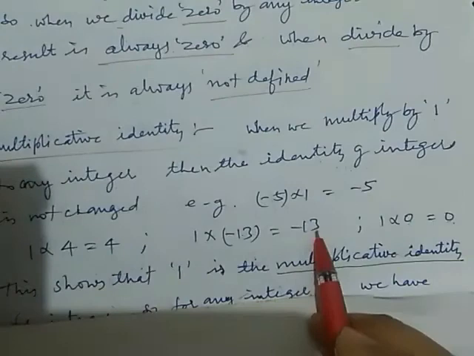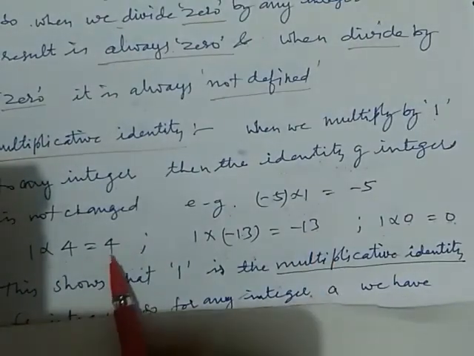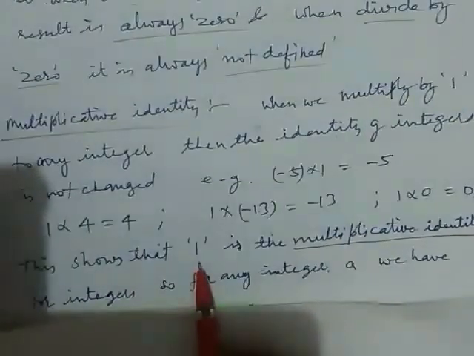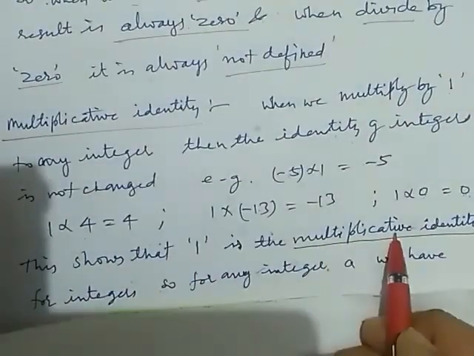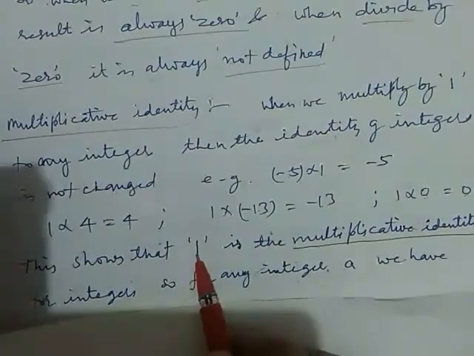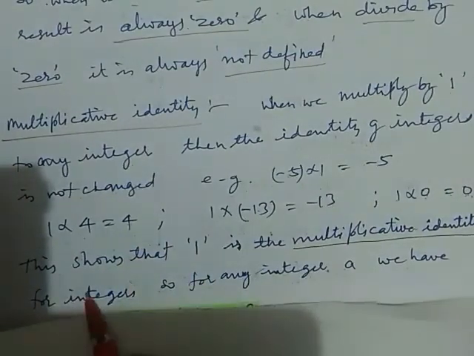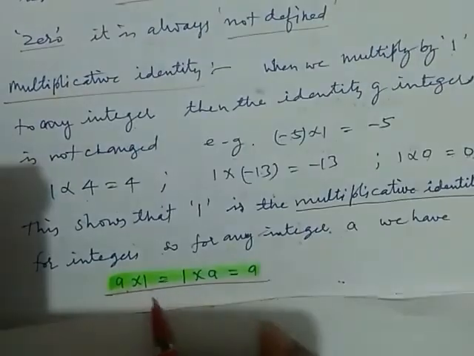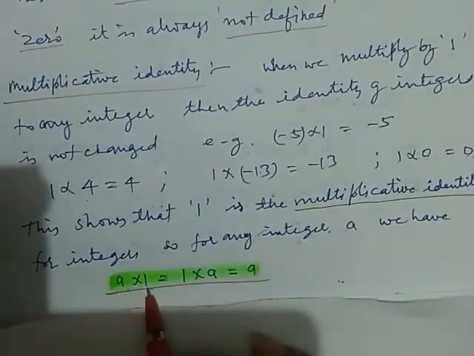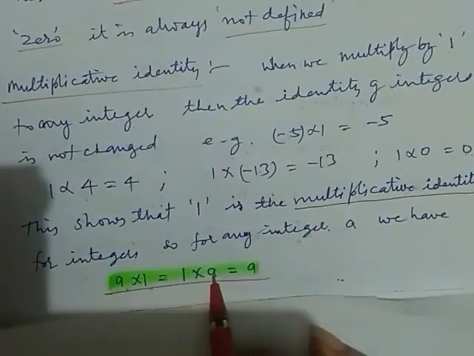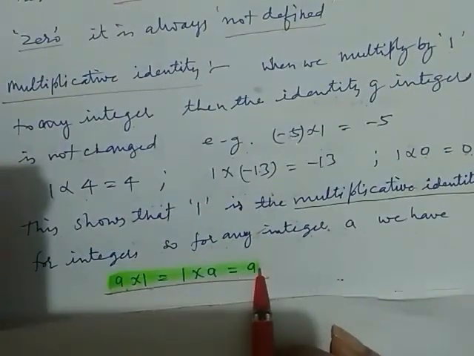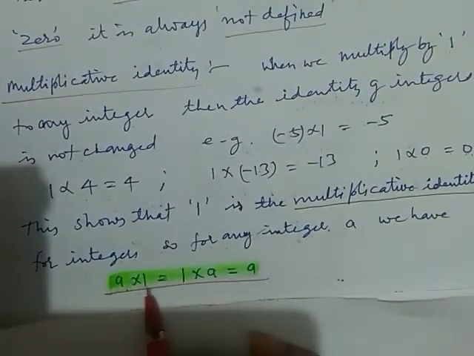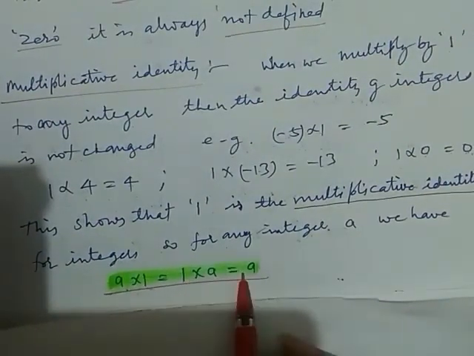Here we get minus 13 and 4, which are the numbers as they are. So why is 1 called the multiplicative identity? Because by multiplying by 1, we get the same number. For an integer a, we write a into 1 equals 1 into a equals a. So here 1 is the multiplicative identity. By multiplying by it, the number is not changed.